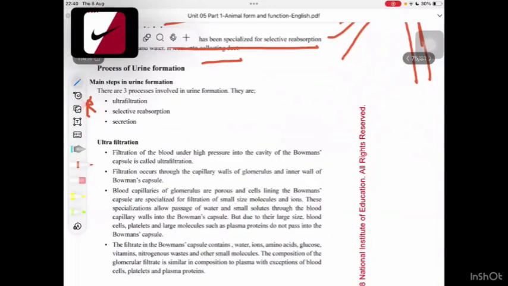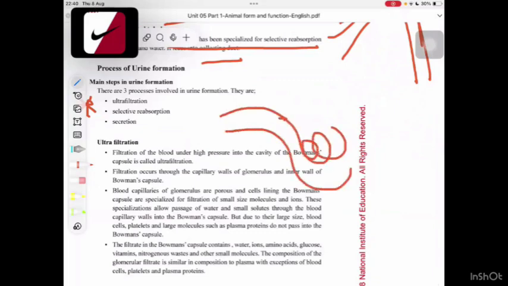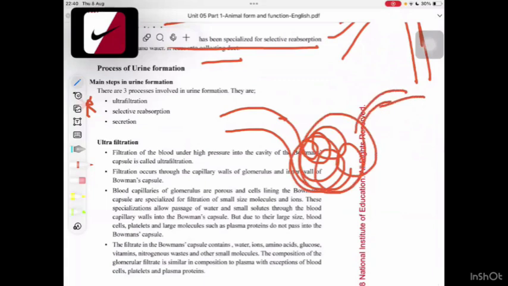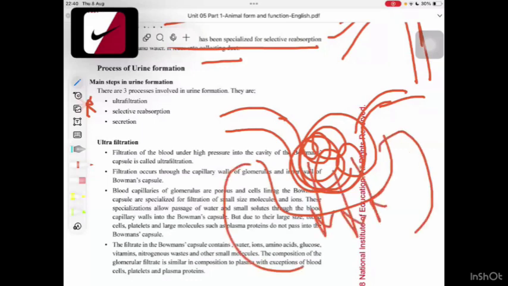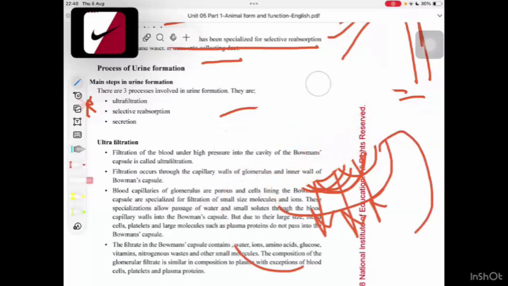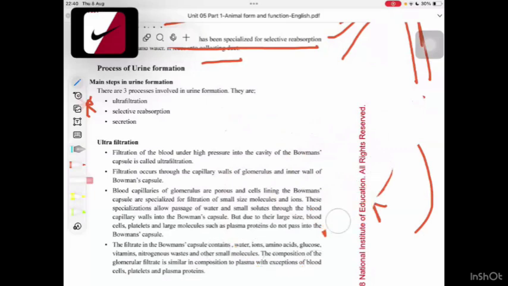Ultrafiltration. Filtration of the blood under high pressure into the cavity of the Bowman's capsule is called ultrafiltration. We know the afferent arteriole brings in the blood, and there is a ball of blood capillaries like this, and then a thinner efferent arteriole leaves like this, right? So over here, high pressure is built up, because of that blood is going to move into the Bowman's capsule, and this process is called ultrafiltration. So what is ultrafiltration? Not just filtration. Filtration of the blood under high pressure into the cavity of the Bowman's capsule is ultrafiltration.